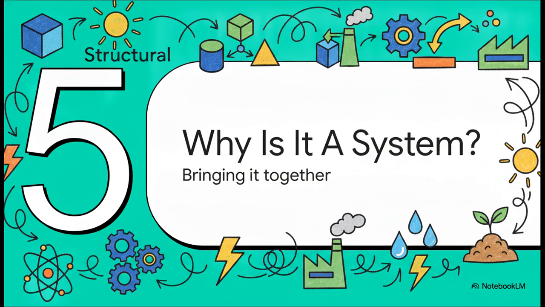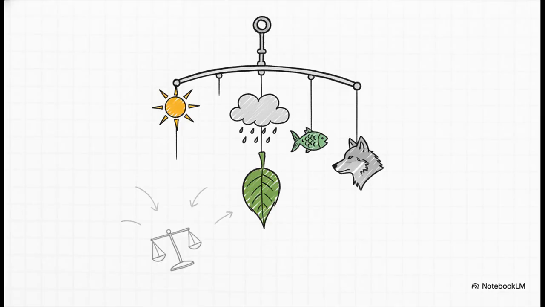And that brings us to our final block, number 5. Why is it a system? We've talked about the structural blocks, the functional jobs, the energy, and the matter. But let's bring it all together to understand why scientists specifically use the word system. We call it an ecosystem because all these parts are profoundly connected and interdependent. It works as one entire whole.